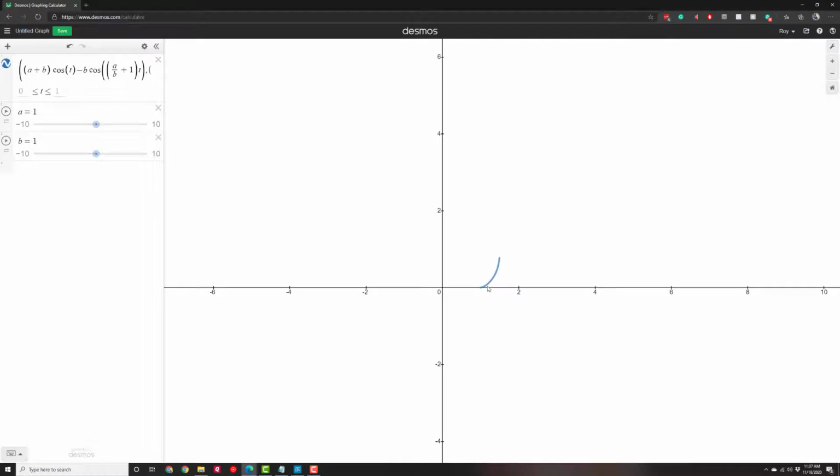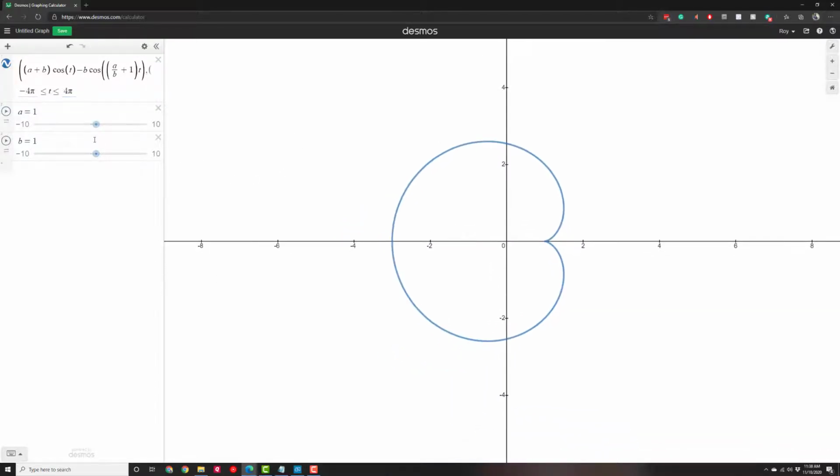Again, same issue as last time. Notice that this only has a part of our curve. So let's go ahead and go again from negative 4 pi to positive 4 pi. Now, some people will ask, how do I know how far to go? The reality is probably in this case, you don't even need to go to 4 pi, but I don't really know how far to go.